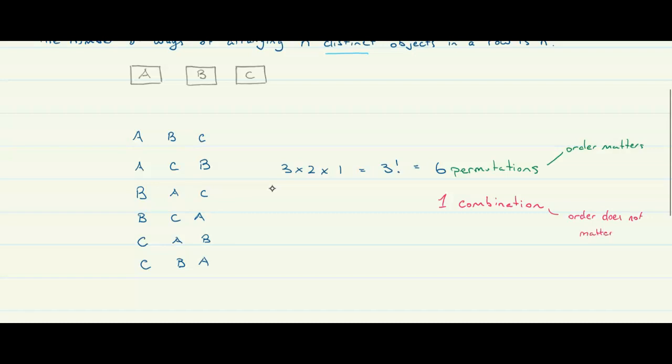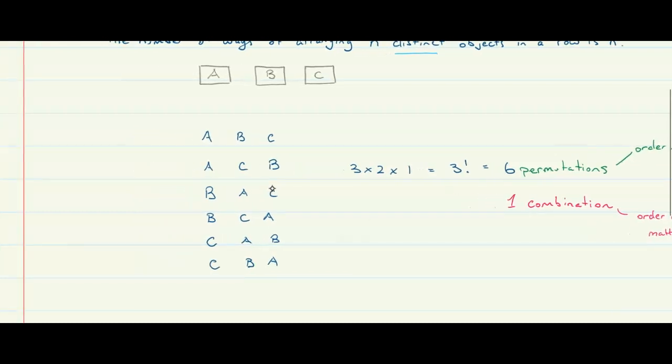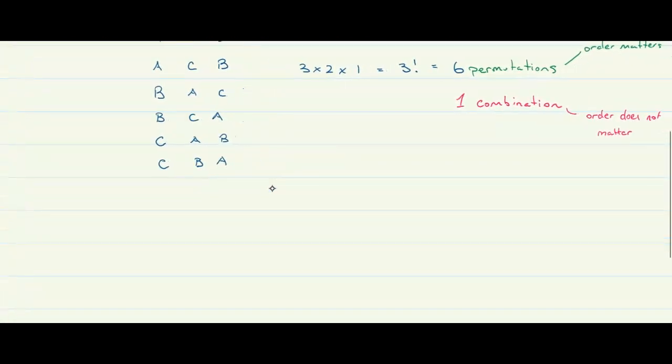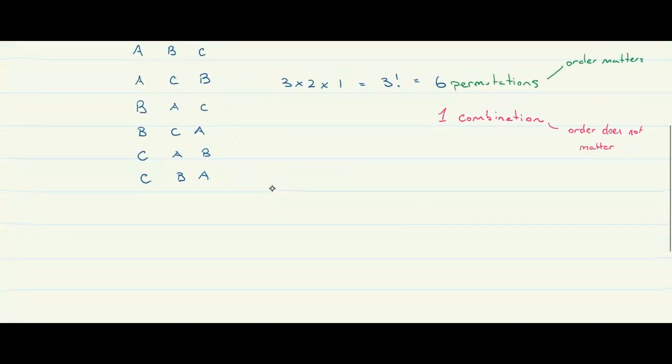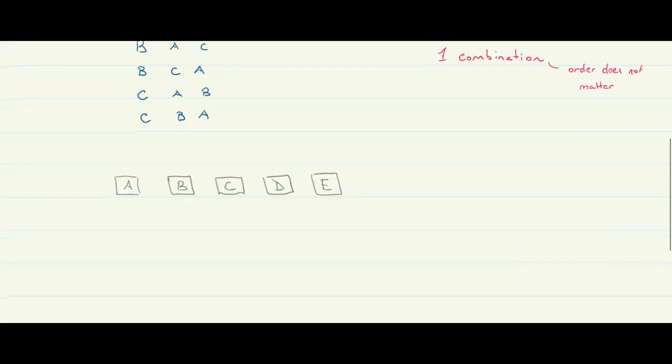Let's just park that idea for a second and have a look at another type of example. Let's look at taking 5 cards. Okay, so I've got 5 cards here now, A, B, C, D, E. And what we're going to do is choose 3 cards, and look at the number of ways we can do that. So we're going to choose 3 cards from 5.